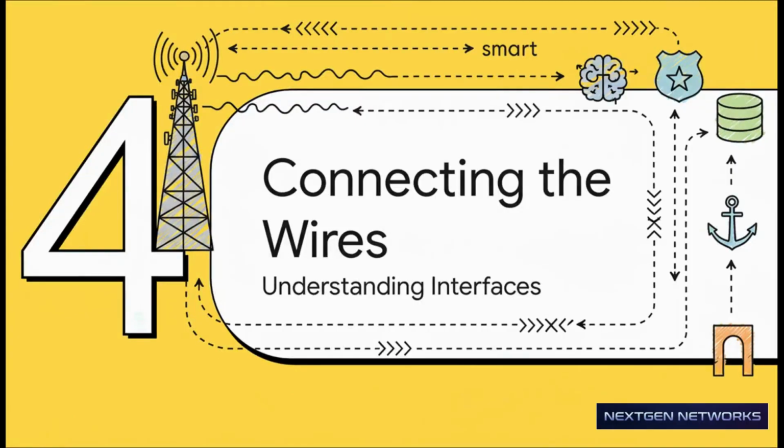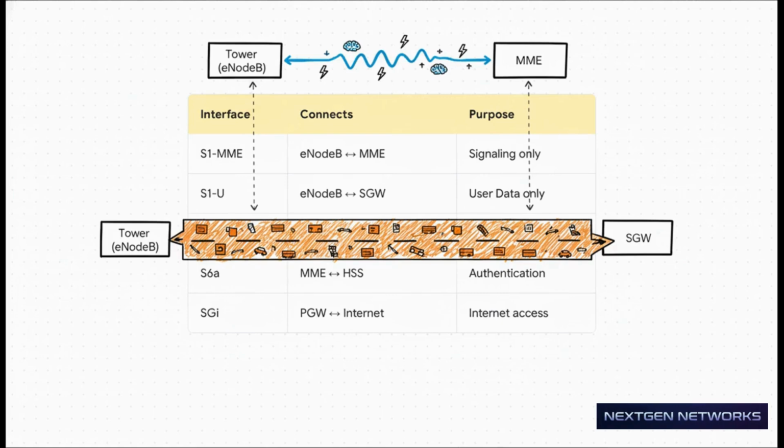So we've got all these specialized pieces, right? We have the smart tower, the traffic cop, the database, the anchor, and the doorway. But how do they all work together so perfectly? Well, they communicate over these very specific, standardized pathways called interfaces. Now, I know this table looks kind of complex, like alphabet soup, but it perfectly shows that separation of powers we've been talking about. Just focus on the first two.